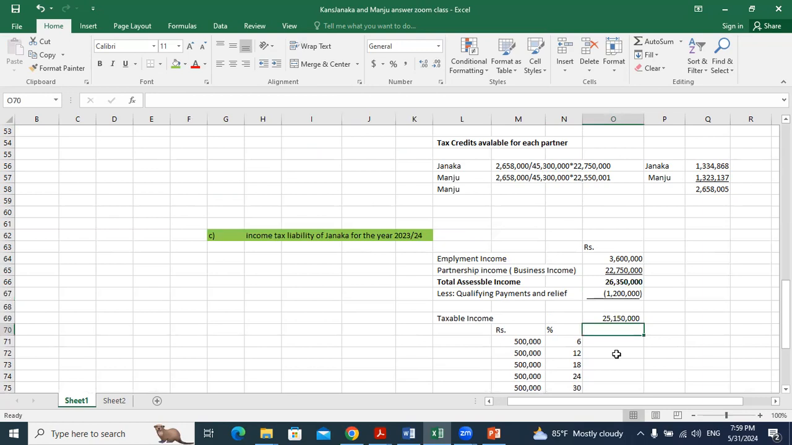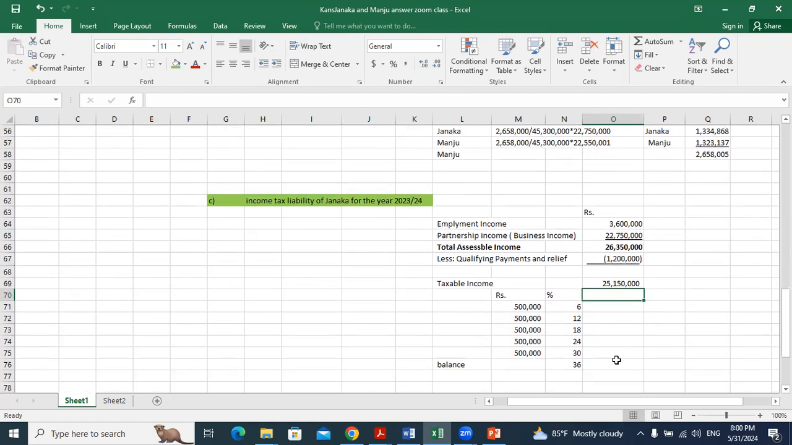$25,150,000. Thereafter, we have to identify the tax liability. This is the tax liability of the tax slabs, 500,000, 500,000, up to 30%. So we have to identify the balance also. This is 2.5 million. So we have to calculate the balance.